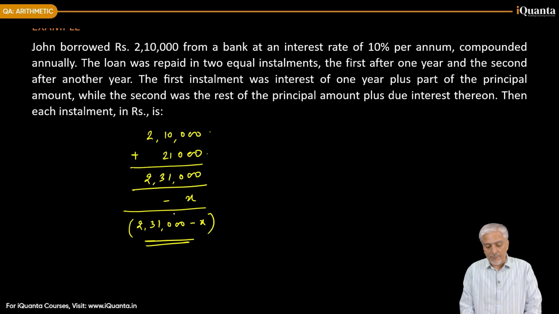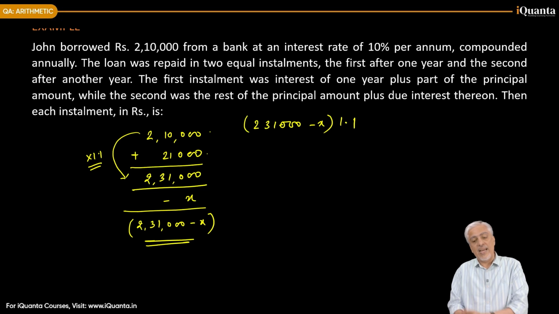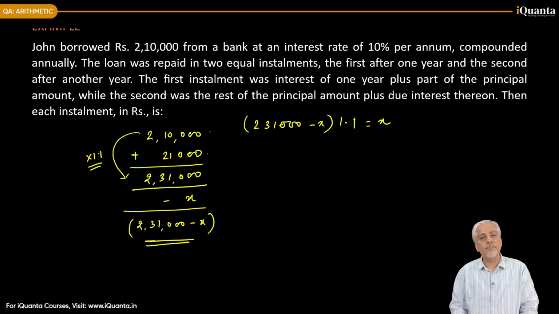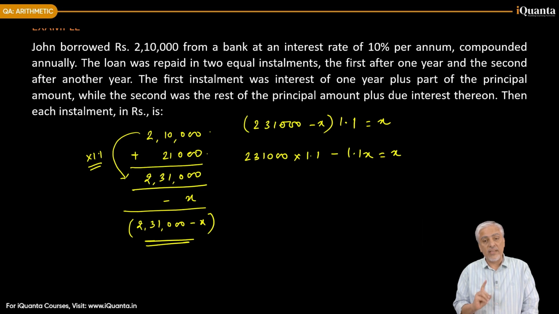So when I charge 10%, from here to here also you could have reached by multiplying by 1.1, which I will do now. 2,31,000 minus X into 1.1. This amount again I pay by paying only X rupees. So this is also nothing but X. So let's solve it very carefully. 2,31,000 into 1.1 minus 1.1x is equal to X. Only solving carefully is to be done.